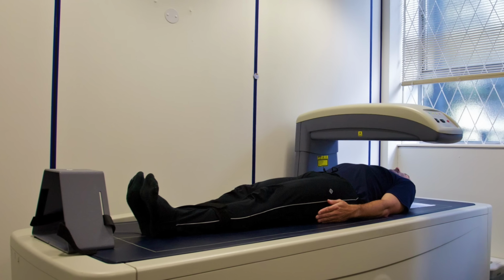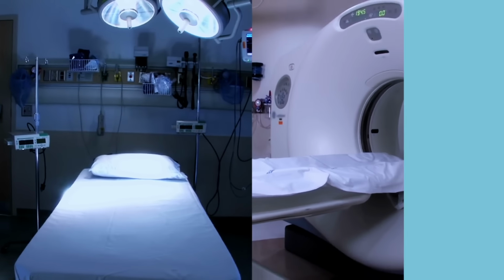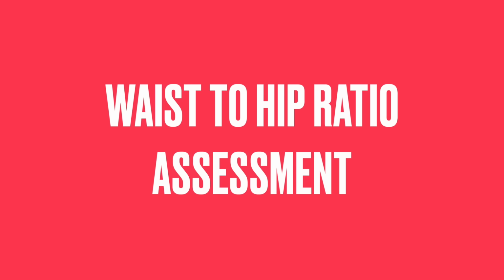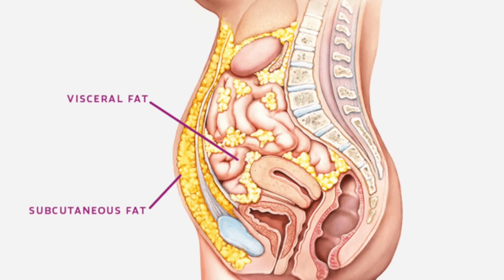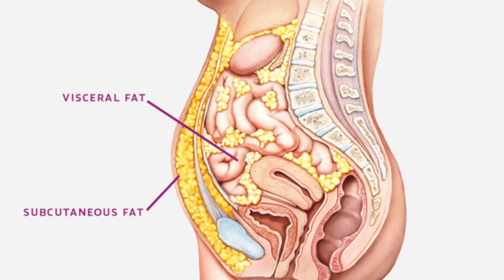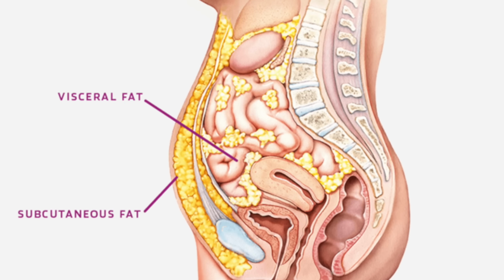Instead, if you really want to know how much fat versus protein versus bone that you have, you want to get a DEXA scan. That's a very accurate way of doing it. You can also get an MRI. You can also do a simple waist to hip ratio assessment, because that calculation is very simple and very quick. And it takes into consideration this visceral abdominal fat, which is a very good indicator of overall health.